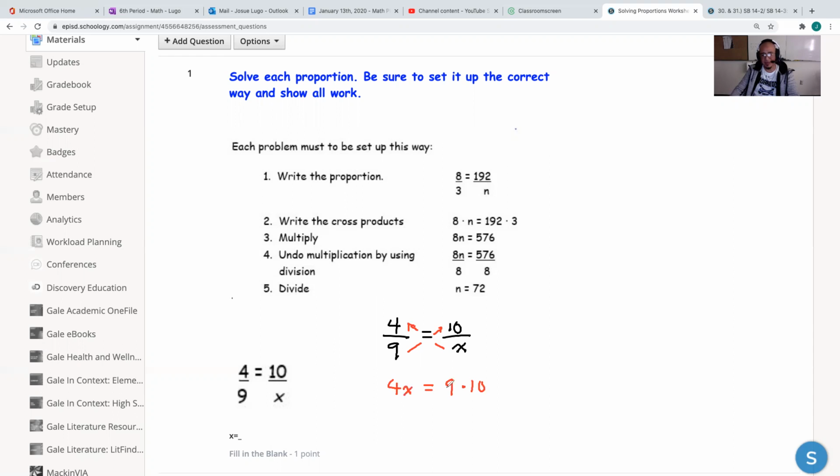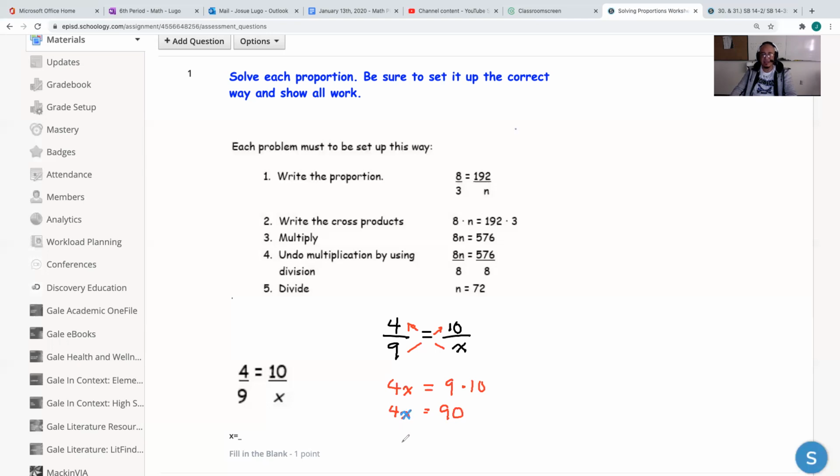It technically doesn't matter which side you put the 4x or the 9 times 10, as long as you have both of them. So 4x on one side and 9 times 10 on the other. I like having the variable on the left side. That's just my preference. Okay, so 4x is just 4x, but we know 9 times 10 is equal to 90. So I'm just going to make this easier for us. 4x is equal to 90. Now, ladies and gentlemen, let's just solve for the missing variable. All right. Let's solve for x.